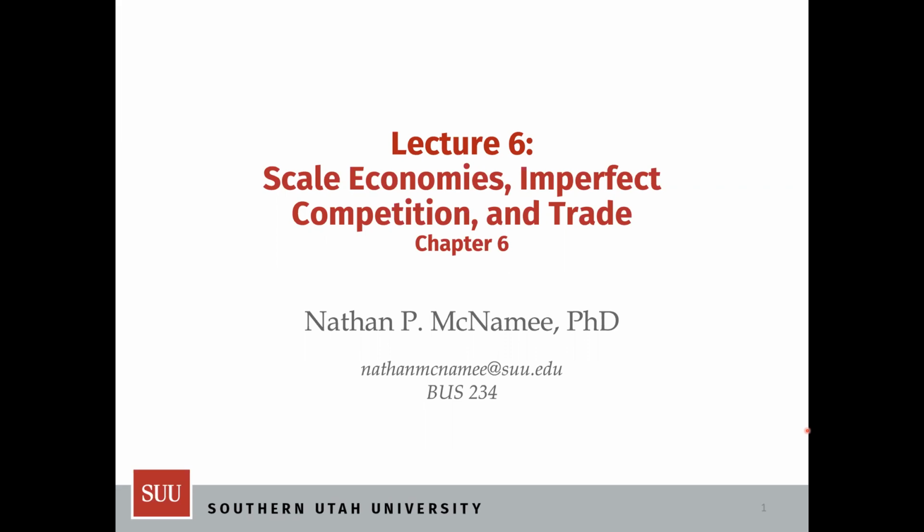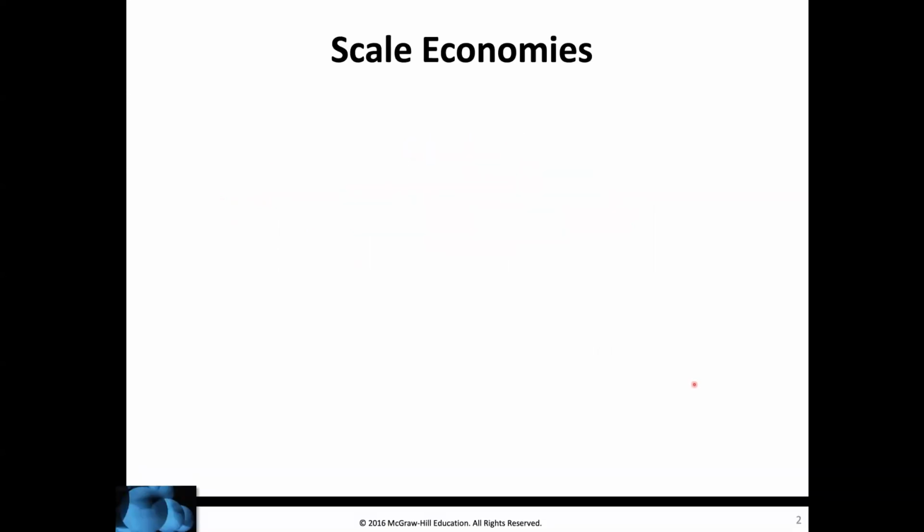Part of this comparative advantage theory doesn't conform to reality because we see industrialized nations trading with industrialized nations. The theory suggests that that shouldn't happen. So why does that happen? That's what we're going to be discussing today in Lecture 6, Scale Economies, Imperfect Competition, and Trade. Imperfect competition is a reason why we see things maybe not conforming to the theory. So let's jump into it.